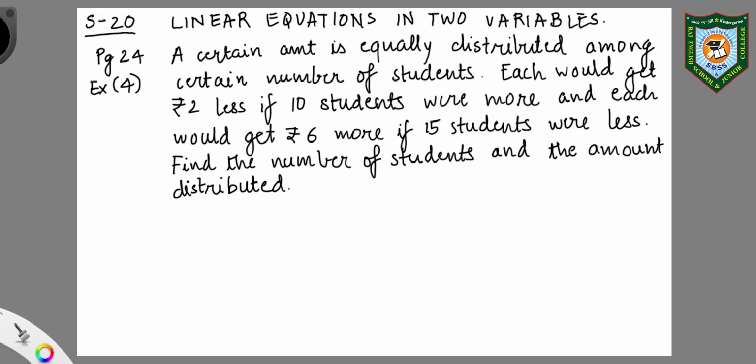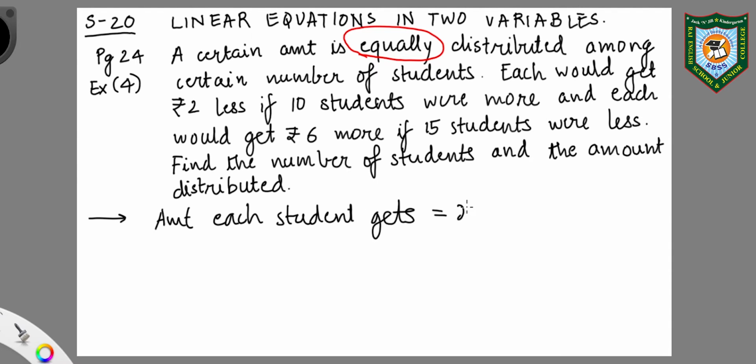So now let's start. A certain amount is equally. So now the key word here is equally. So what this means is that each student is going to get the same amount. That means there is an equal distribution, and therefore I can assume that the amount distributed between all the students can be same. So in this case, let's say the amount each student gets is equal to x.